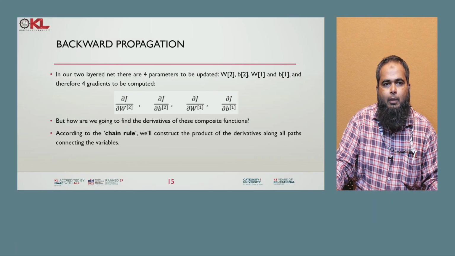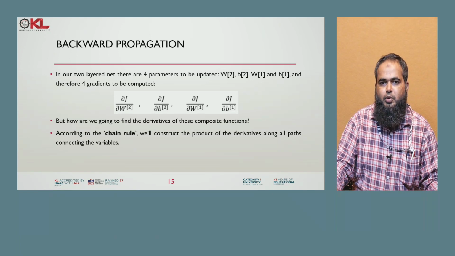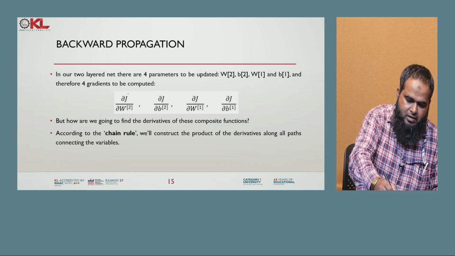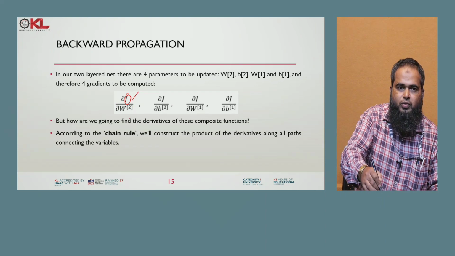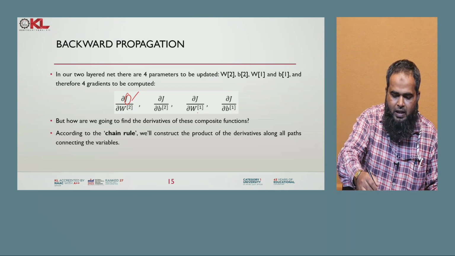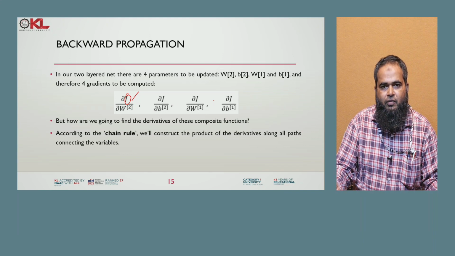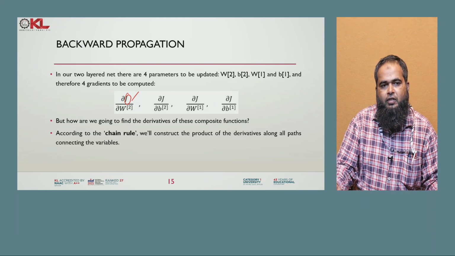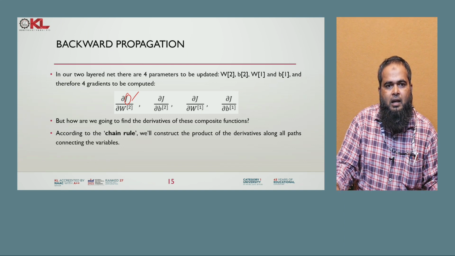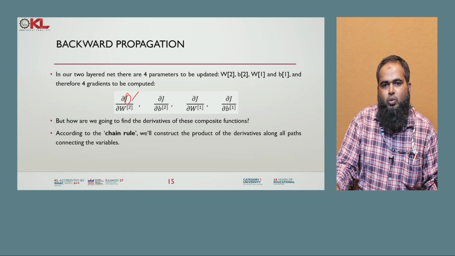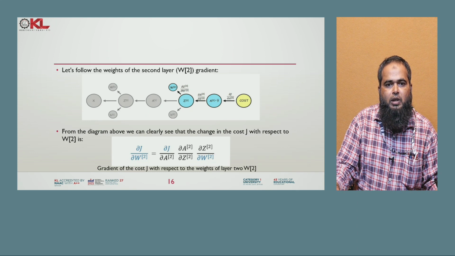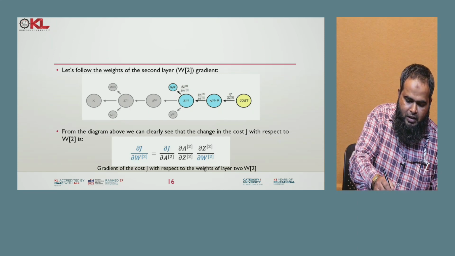In the case of back propagation in our 2-layer network, there are 4 parameters, that is W2, B2, W1, B1, and therefore 4 gradients are to be computed here, where J is the error that we have to reduce with respect to W2 and B2 and W1 and B1, in each and every weight and bias. Our derivatives are found with the help of the chain rule. So how do we implement the chain rule? The chain rule is implemented like this.